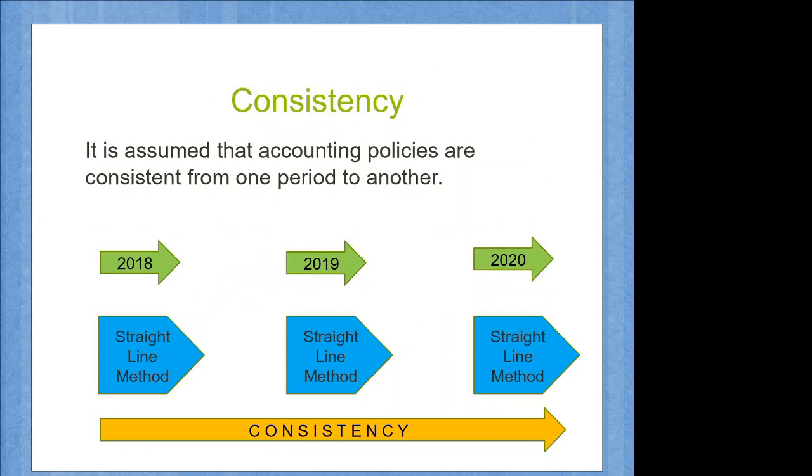Next basic accounting assumption is consistency. By default, we assume that the accounting policies are consistent from one period to another. So, from previous years, if a particular business organization was adopting the straight line method of depreciation, then we assume that the straight line method of depreciation is adopted unless there is a disclosure in the form of a change in accounting policy.